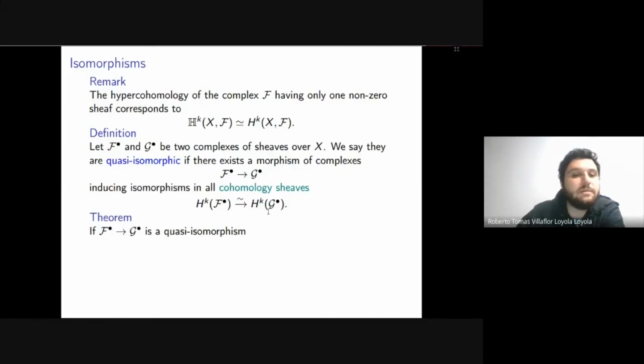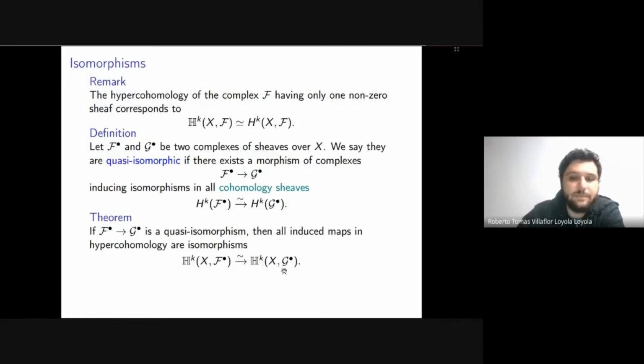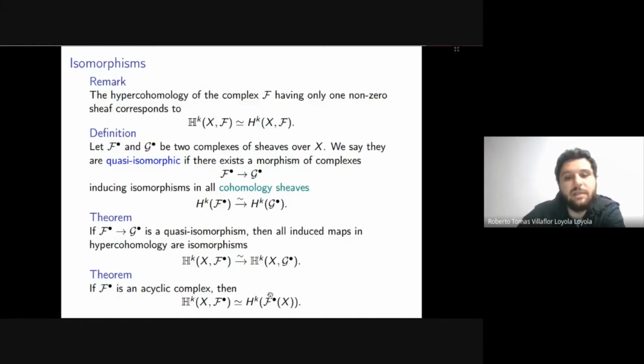So the result is the following. Whenever we have a quasi-isomorphism of complexes of sheaves, then the induced maps in hypercohomology are all isomorphisms. And so the hypercohomology groups are invariant under the relation of quasi-isomorphism. The last isomorphism we will use about hypercohomology groups is the following. So in the case where the complex F dot is an acyclic complex, this means that every term of the complex is acyclic, then we have a simple way to compute the hypercohomology, just as the usual cohomology of global sections of the complex.